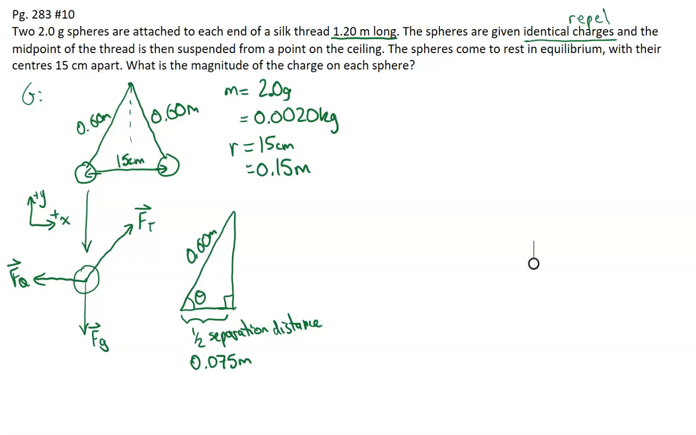And so I'm obviously onto my analysis part. I haven't really looked at my unknown yet, but let's list that as well. The required value here is the magnitude of the charge. So what is the charge? They're identical, so I'm just calling those Q.